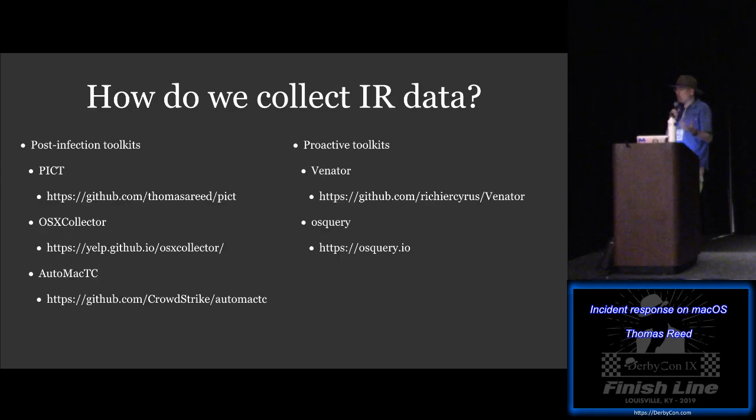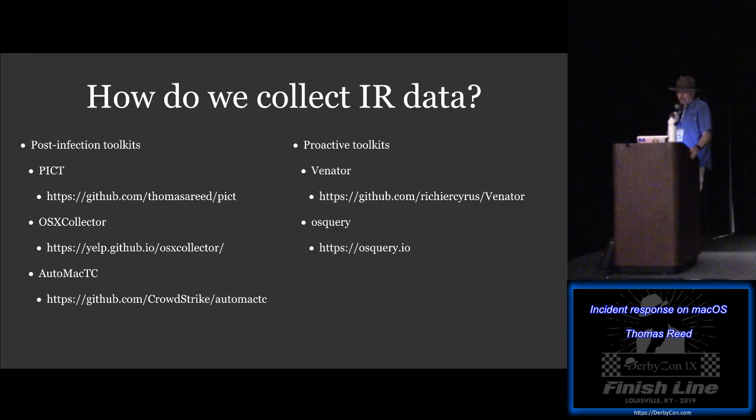So how do we collect IR data? I've got a list here of some different scripts. The first one there, picked, that's one that I created recently, put it up on GitHub. It's a bunch of Python scripts built to be extensible, so you can write your own modules for it if you don't like what I did. But there are a lot of other really, really good tools, and they all have different strengths and weaknesses, so I encourage you to explore. So these are some other good options here: OSX Collector and Automactic, however you say that.